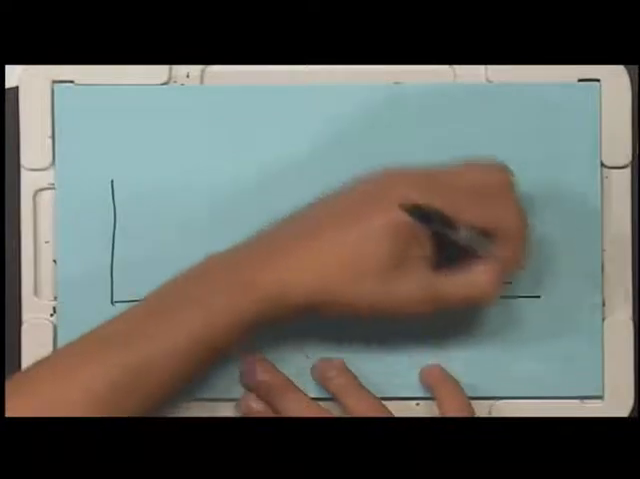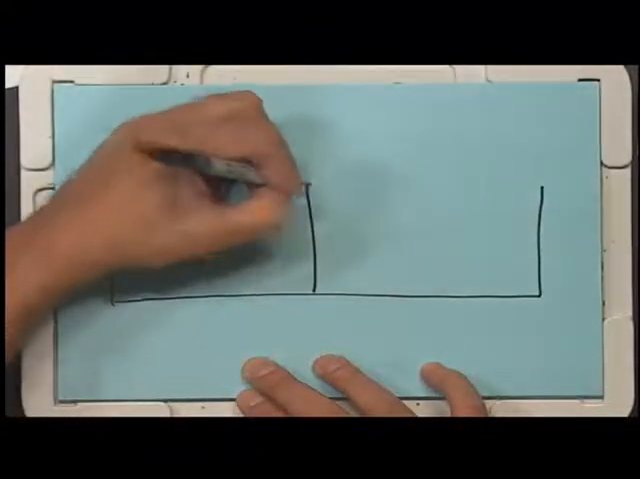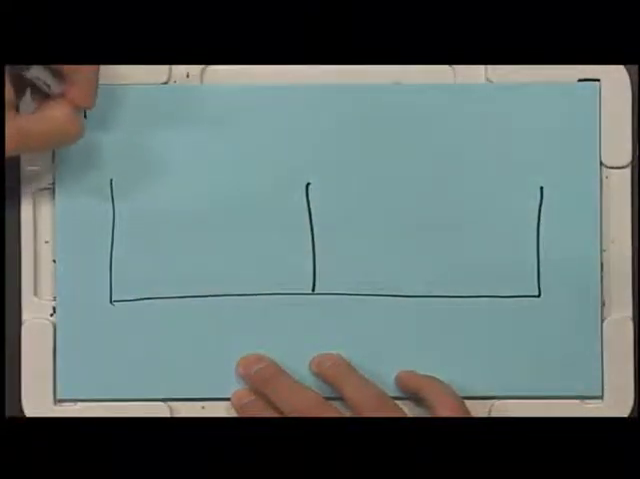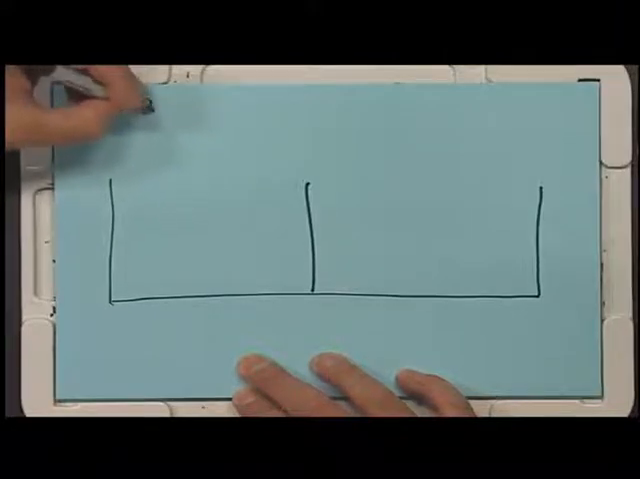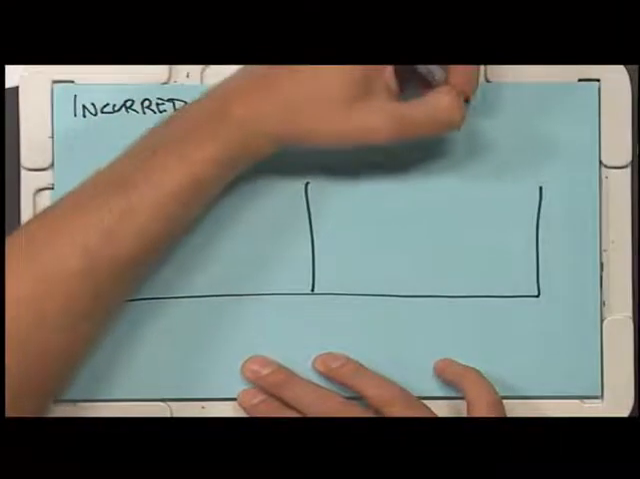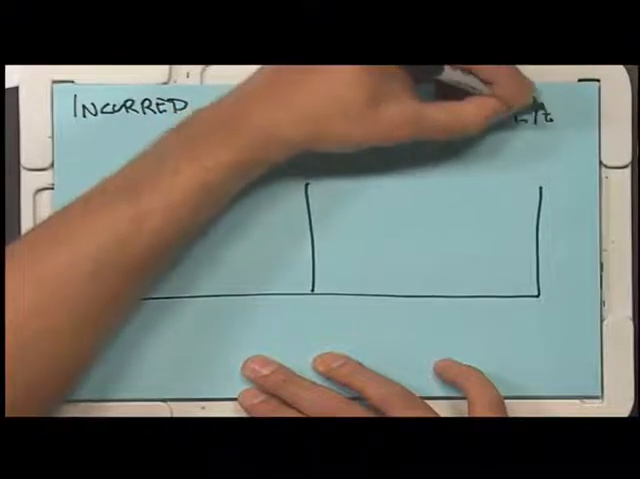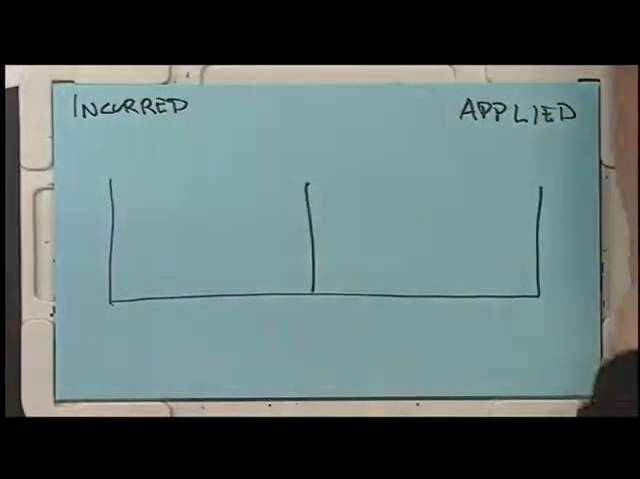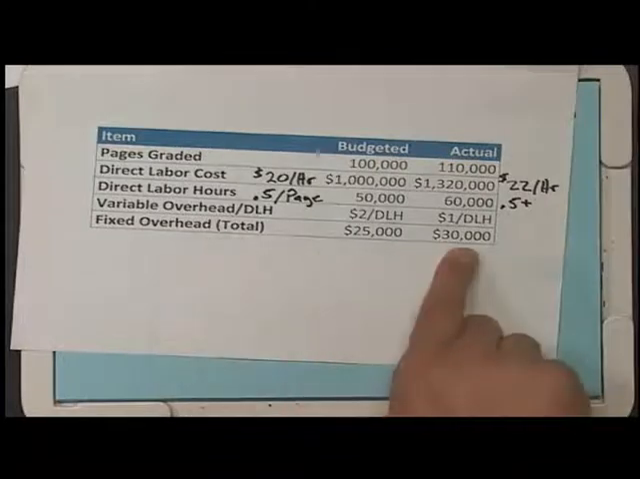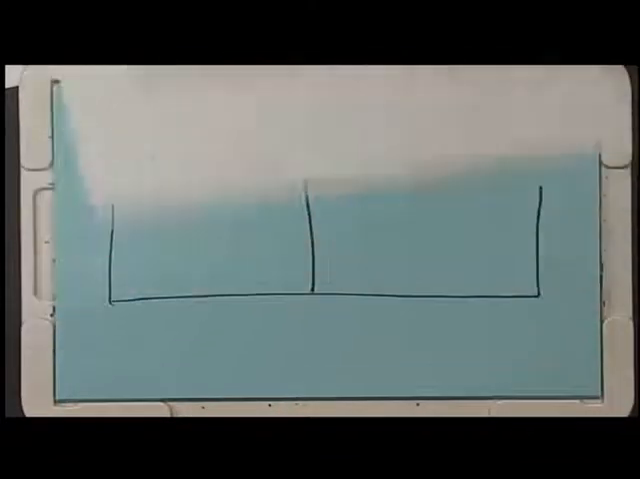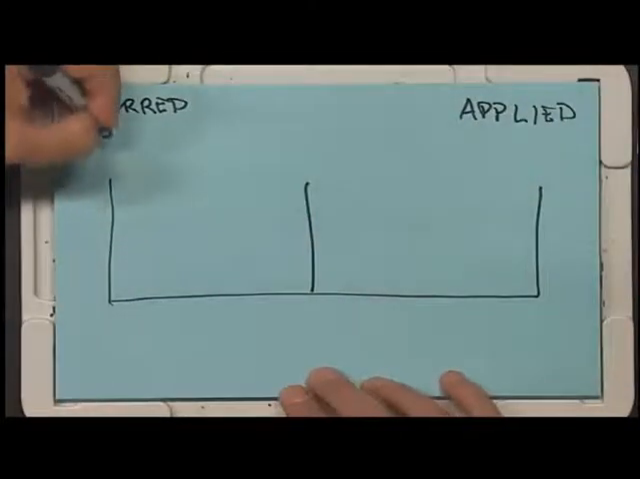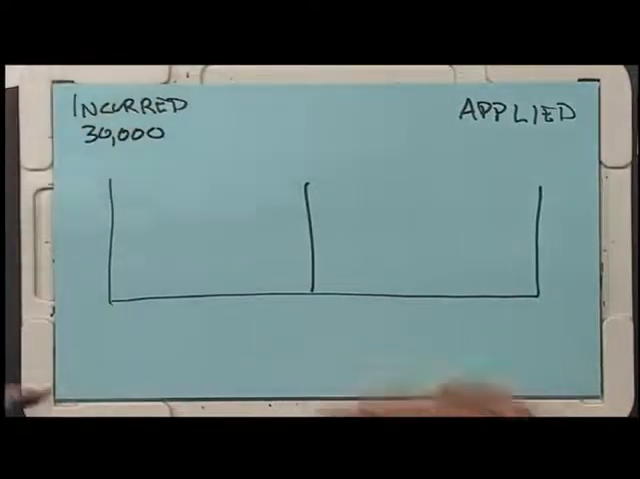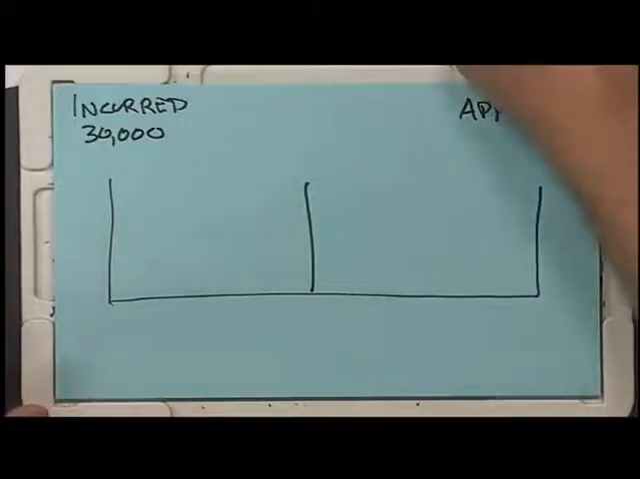Again, as before, we will draw out our variance crown. The top left is the amount that we incurred. The top right is the amount that we applied. Okay? So let's look at how much we incurred. Boy, that's easy, right? We can just read that off this table. We incurred $30,000. And we're not going to try to think of that as price times quantity, because this is a fixed cost. There's no quantity that we really need to think of here.